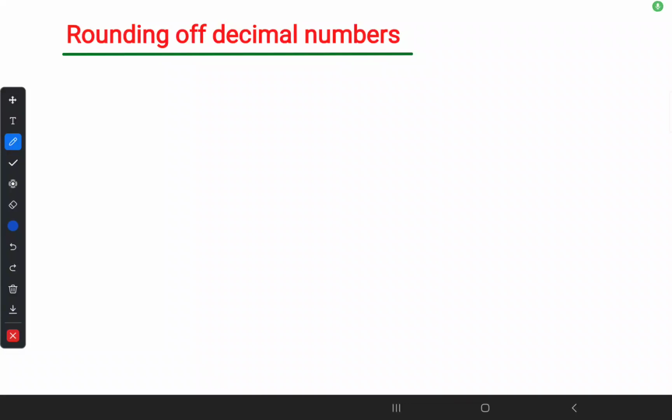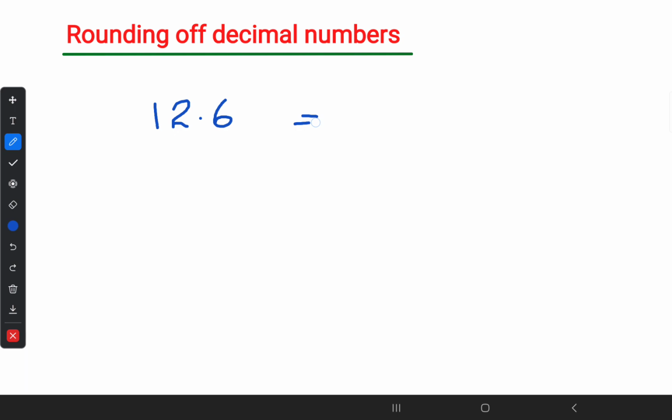Let's discuss how to round off the decimal numbers given. Initially, I'll take a value as 12.6. It has the first decimal place. To round off decimal numbers, if it has one decimal place, you can round off to the nearest whole number.